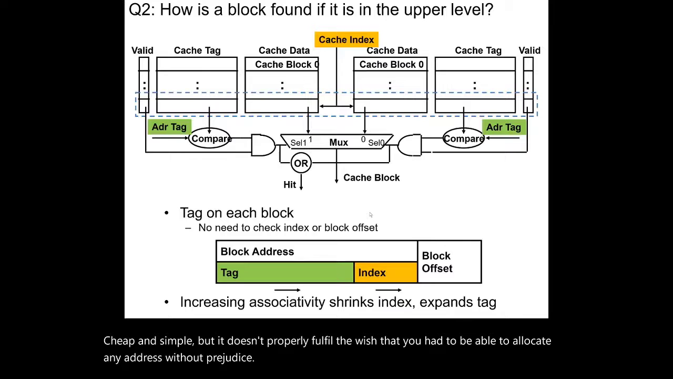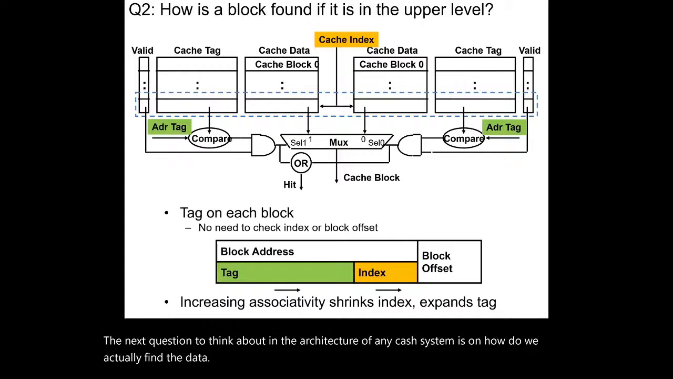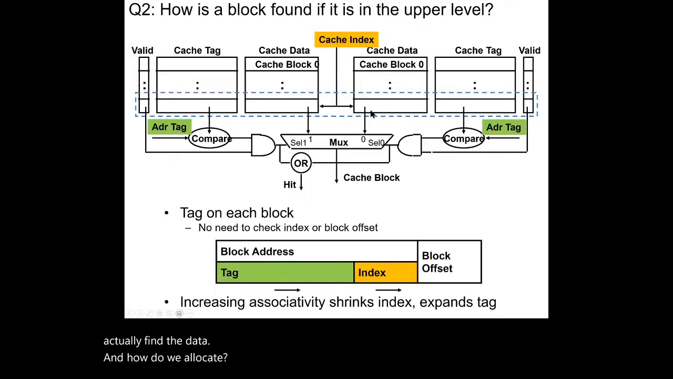The next question to think about in the architecture of any cache system is how do we actually find the data and how do we allocate? So we have, in addition to the memory necessary to store cached data, memory dedicated to holding the tags associated with that data, to tell us whether we've got a cache hit.